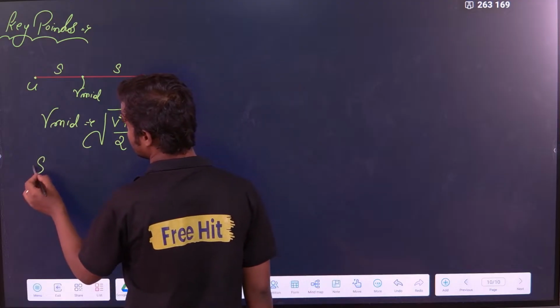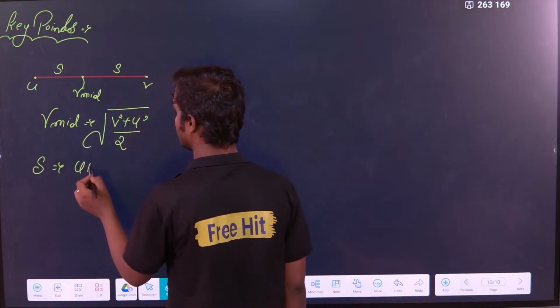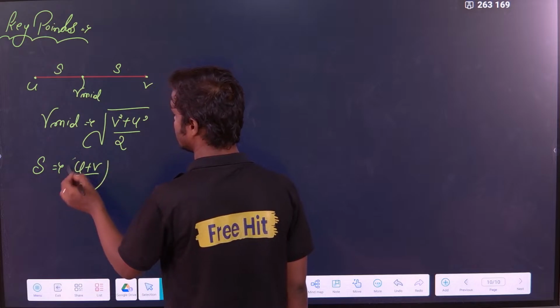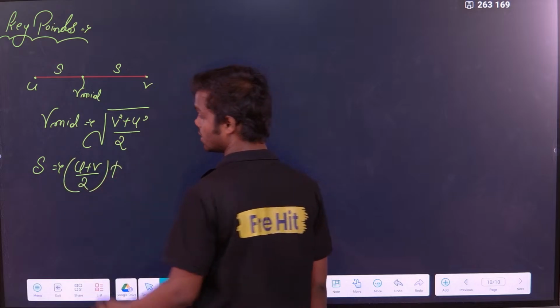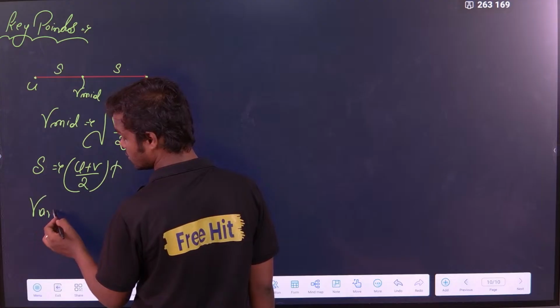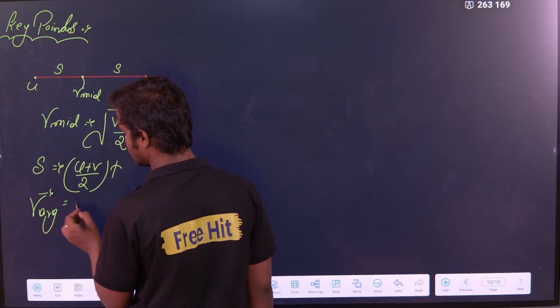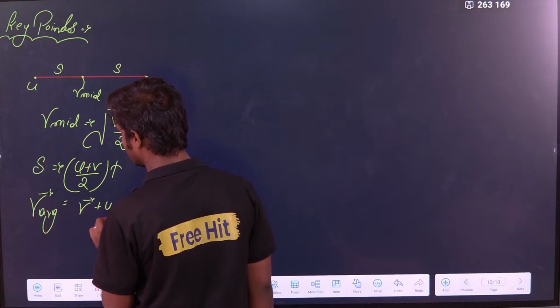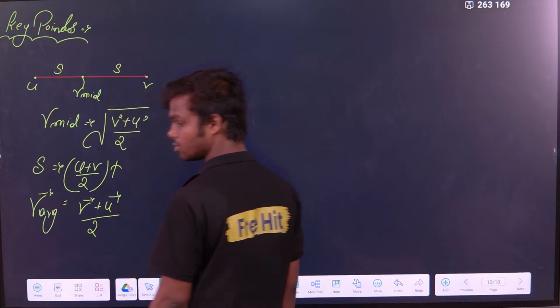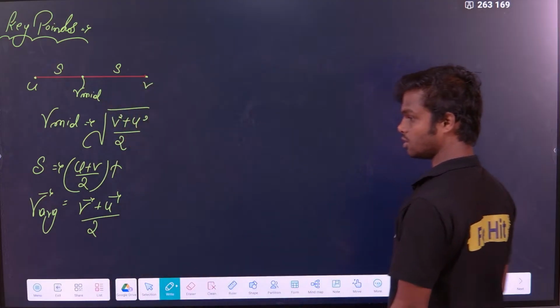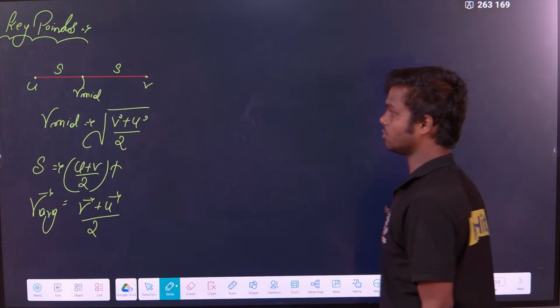Second thing, they will ask you what is s. S will be (u plus v) divided by 2 into t. Second thing, they can ask you what is v average, and in that case it is v vector plus u vector divided by 2. Clear? These are the different things they can ask, I am telling you.